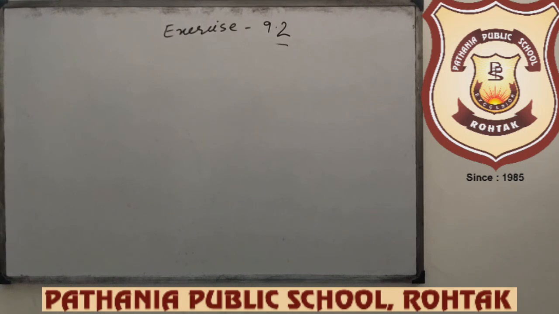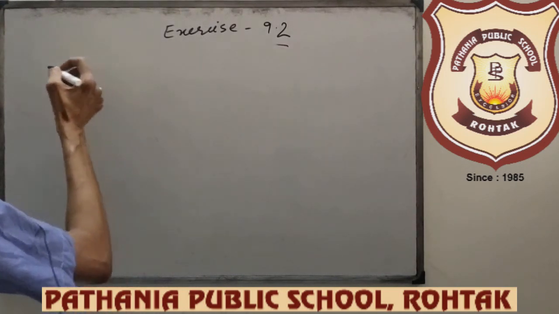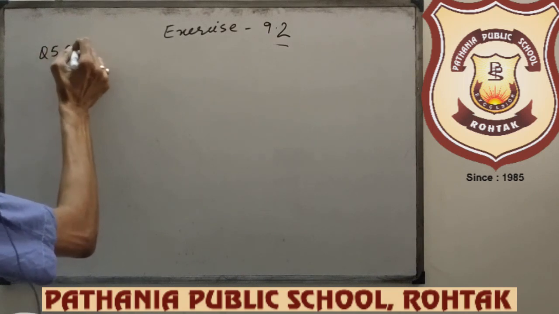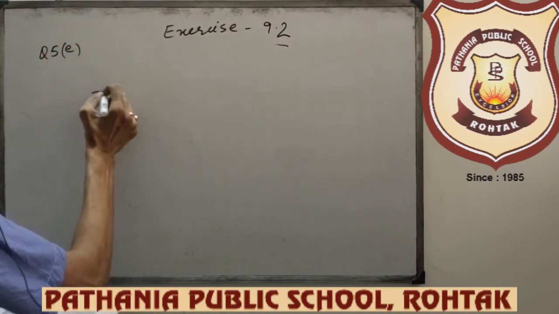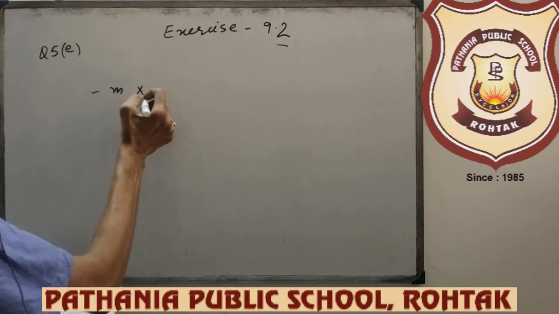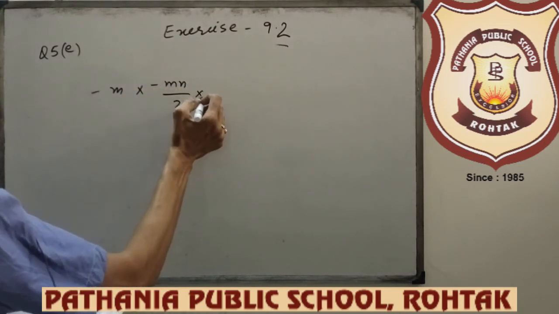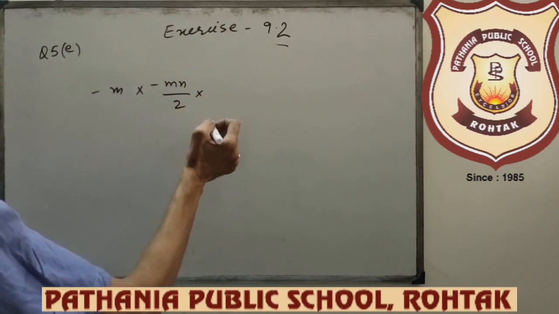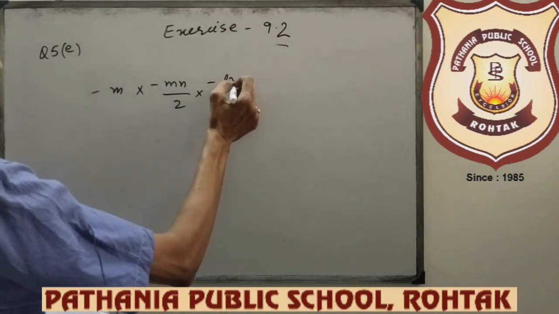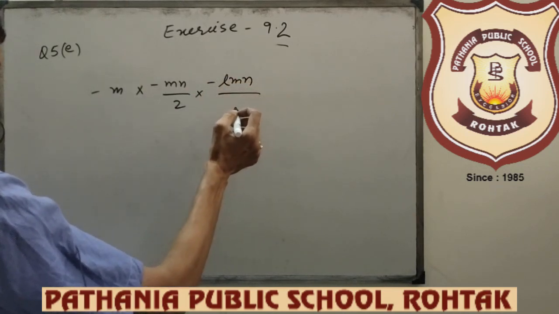And now question number 5. In question number 5 also monomials are given. Find the product. Only monomials are there. So I want to write question number 5, E part. What is this? -m into -mn by 2 into -lmn by 3. Find the product of these.